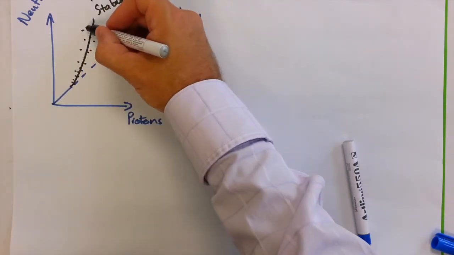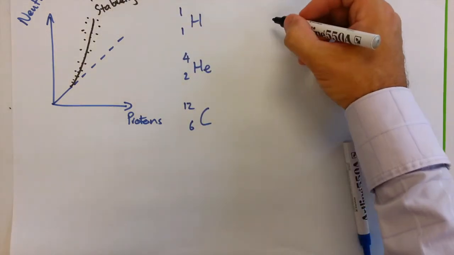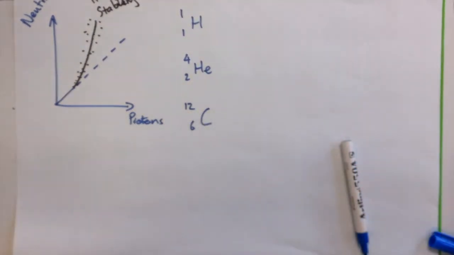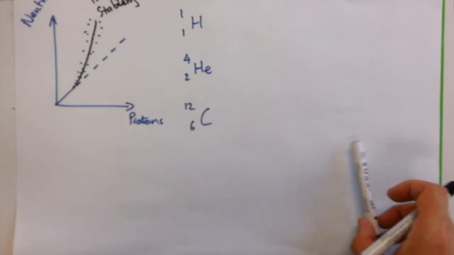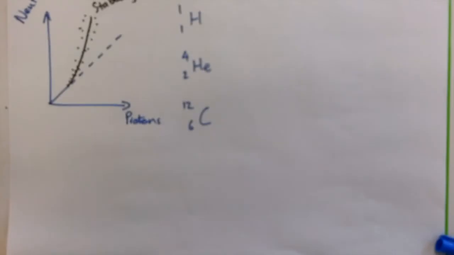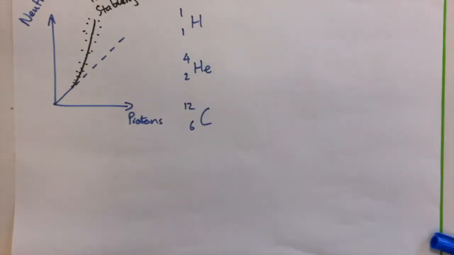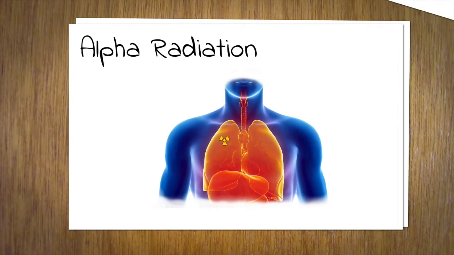What we find though is that when elements move either side of this line of stability, they become unstable and they start to give off radiation. And that's the purpose of this session. I'd like you to watch this short video, because this short video explains to you the three types of radiation: alpha, beta and gamma, and also explains to you how they are affecting materials, how they travel, how they penetrate, and how they ionise materials.